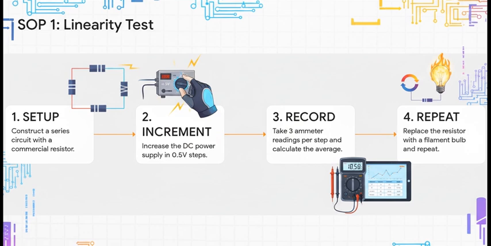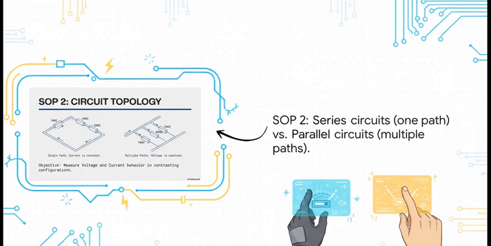This is exactly how you'll get the data you need to plot those ohmic and non-ohmic graphs we were just looking at. All right, moving on to SOP2. We're exploring circuit topology. You'll build 2 fundamental setups, a series circuit where there's only one single path for the current, and a parallel circuit which gives the current multiple paths to choose from. The whole point here is to measure and really understand how voltage and current behave totally differently in each configuration.